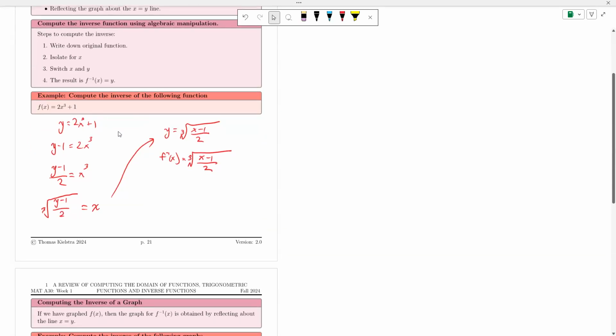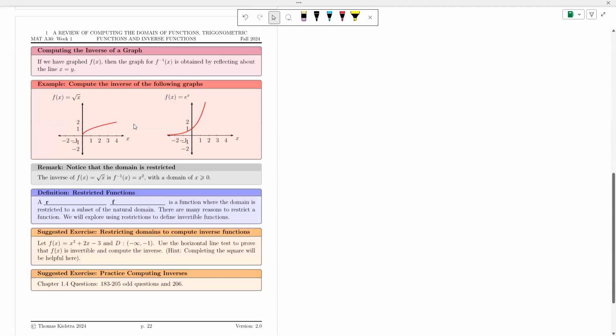Now we're going to look at computing the inverse of the graph by reflecting about the y equals x line. If we look here, we've got our two functions. We've got square root of x, and we've got e to the x. Now, if I take the line y equals x, there.